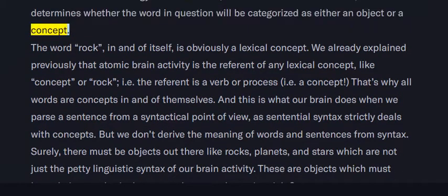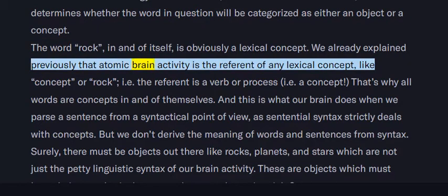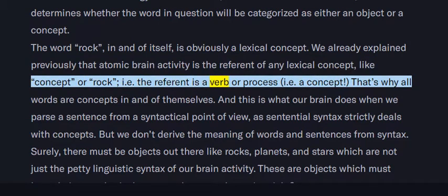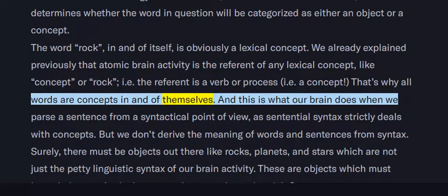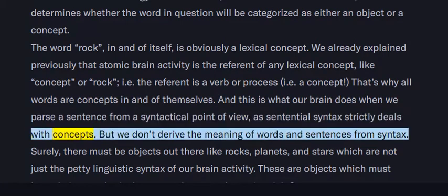or a concept. The word rock, in and of itself, is obviously a lexical concept. We already explained previously that atomic brain activity is the referent of any lexical concept, like concept or rock, i.e. the referent is a verb or process, i.e. a concept. That's why all words are concepts in and of themselves. And this is what our brain does when we parse a sentence from a syntactical point of view, as sentential syntax strictly deals with concepts.